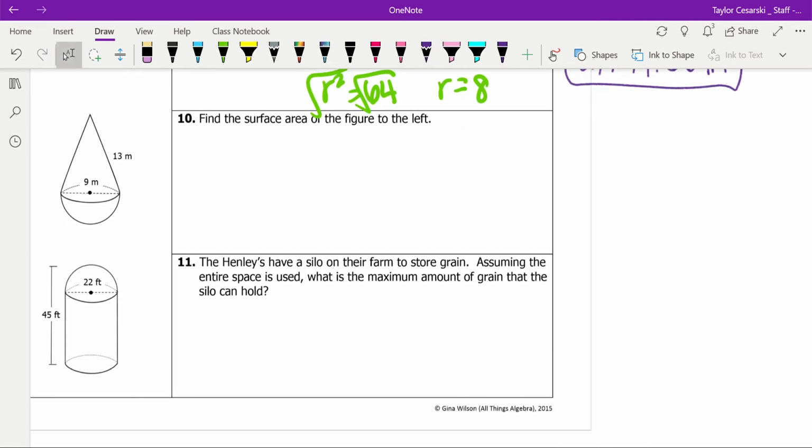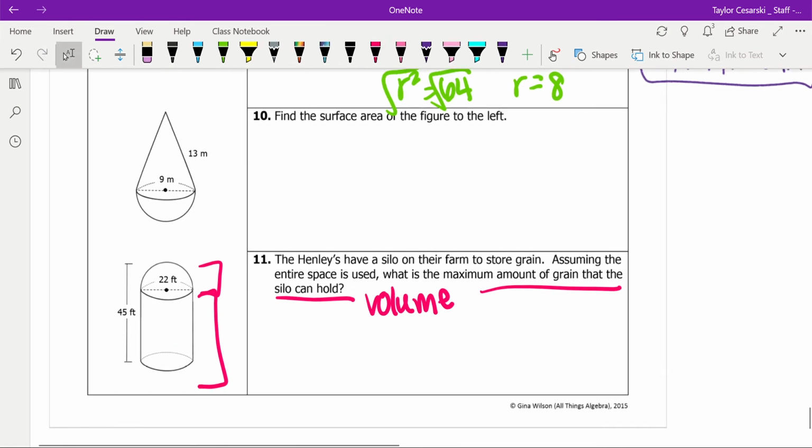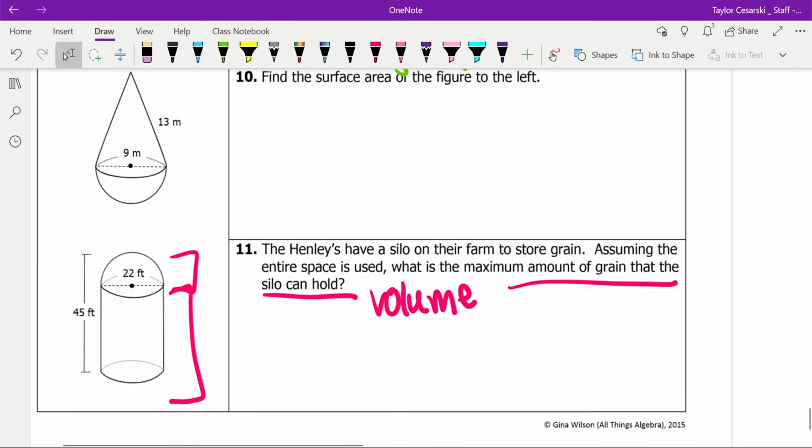Last one. The Henleys have a silo on their farm to store grain. Assuming the entire space is used, what's the maximum amount of grain the silo can hold? When we're talking about how much it can hold, we're talking about volume here. So I'm going to have to find the volume of the cylinder and the volume of the hemisphere and add them together. Let's find the cylinder first. I have a height of 45 feet, but notice that this 45 feet goes from the bottom of the cylinder all the way up to the top.